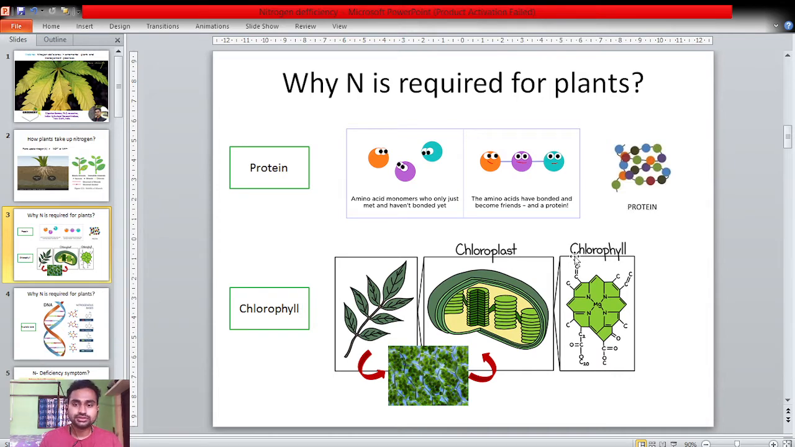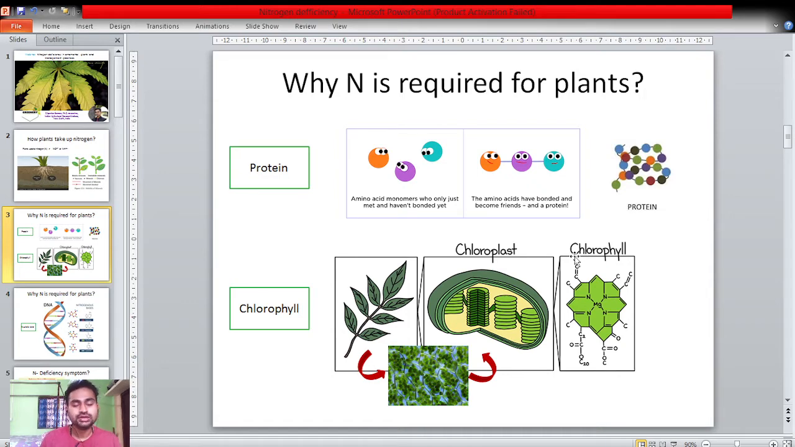So basically there are three points where nitrogen is utilized in the plants. This is a little more description of how this nitrogen is utilized.